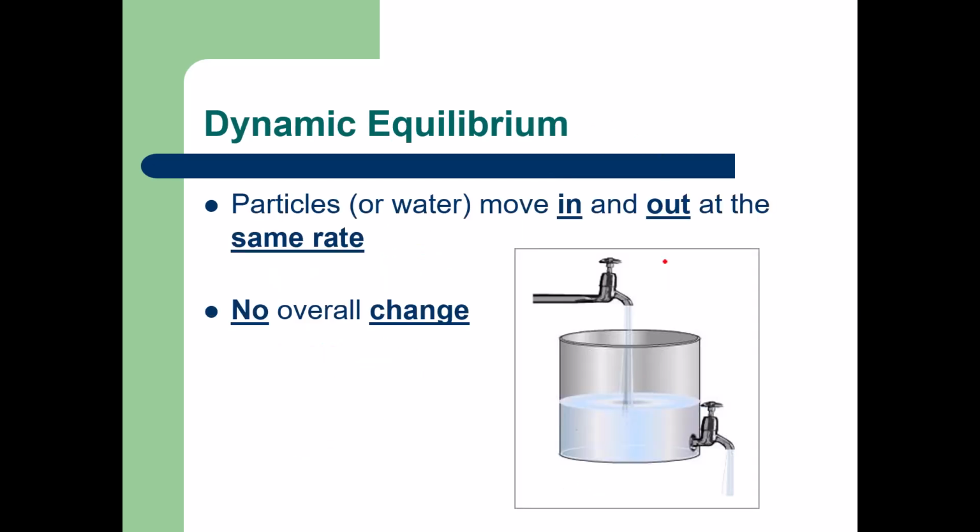All right, so quick on this, dynamic equilibrium means that we have particles moving in and out, but there's no net change. So you see water coming in here, going out there, but this level will not change. So that's just a dynamic equilibrium.